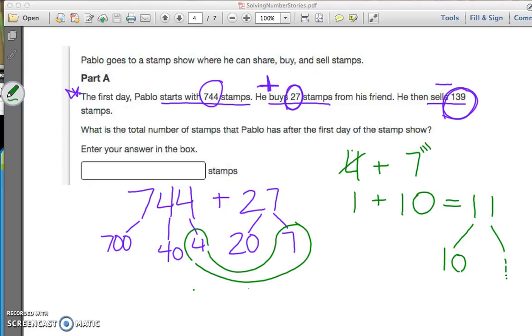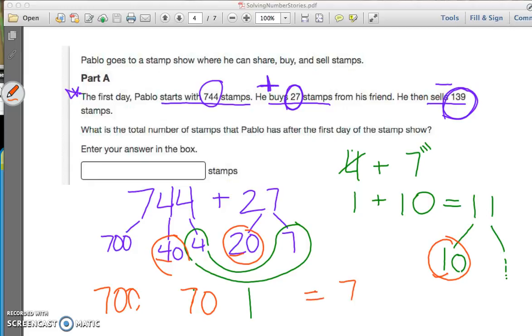These numbers are going to go into our equation. So we now have a 1 in our ones place, and in the tens place, we have 3 numbers we need to look at. We have the 40, the 20, and don't forget the 10. So we have 4 and 2, which is 6, and plus 1 is 7. So our new number is 70. And our hundreds never changed. So we have a new number of how many stamps Pablo had: 771.